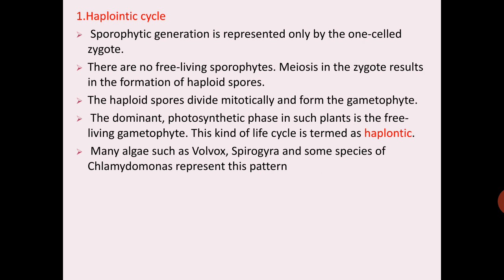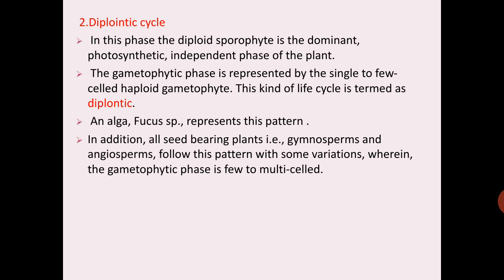So remember, the sporophytic generation is represented by a one celled zygote and there is no free living sporophyte present here. Meiosis occurs in the zygote, resulting in haploid spores, and these haploid spores again divide mitotically to form the gametophyte. Many algae such as Volvox, Spirogyra and some species of Chlamydomonas represent this pattern. So this is about the haplontic cycle.